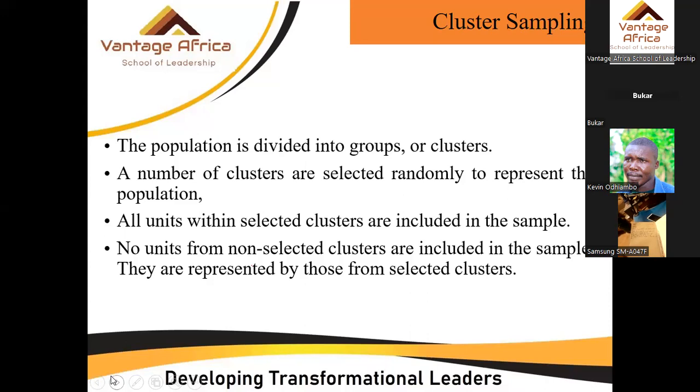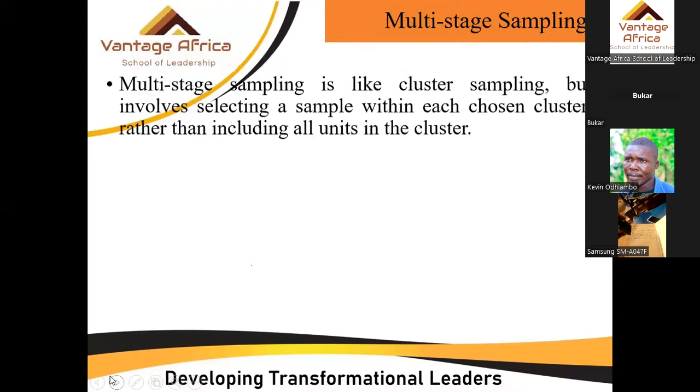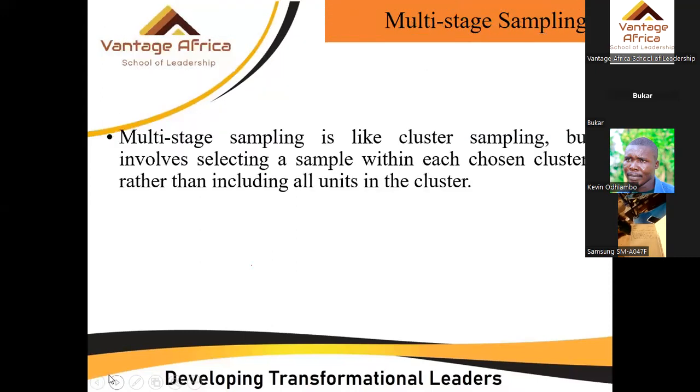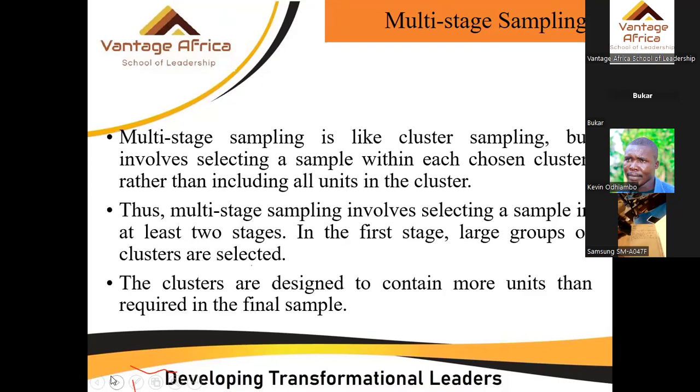Now we have multi-stage sampling, okay? Multi-stage sampling is like cluster sampling, but involves selecting a sample within each chosen cluster rather than including everyone in the cluster. So for example, let's say you have 10 departments. Each department has 10 people. You pick one department at random, let's say finance, and then from the finance team, you again choose one of them at random. That is why it is called multi-stage.